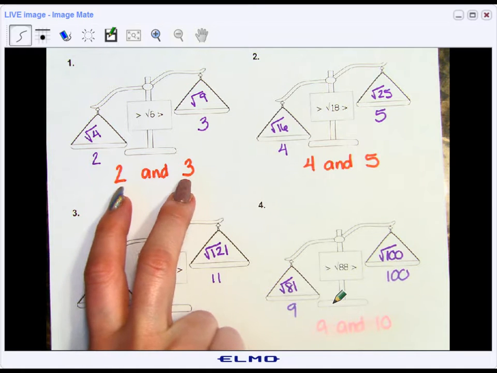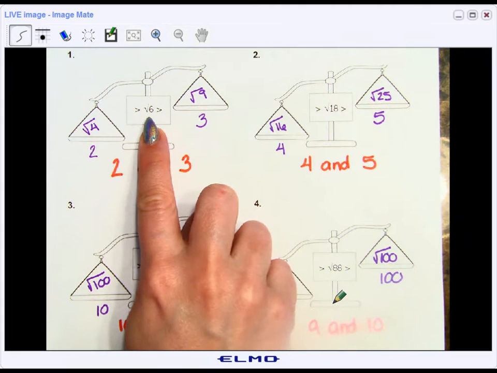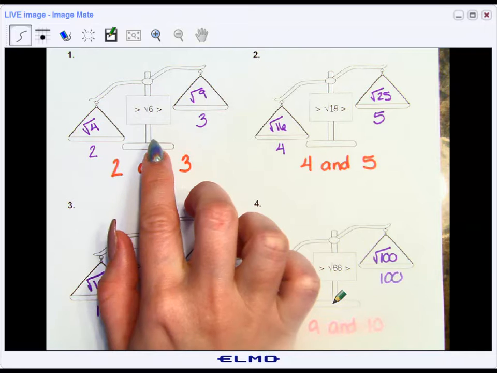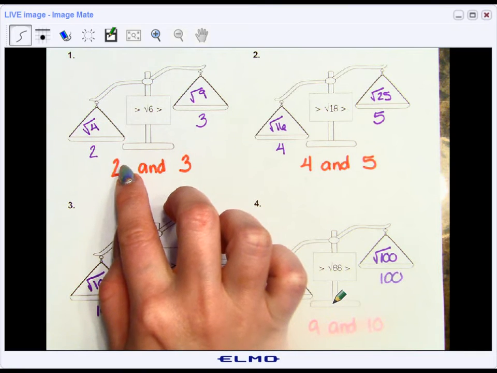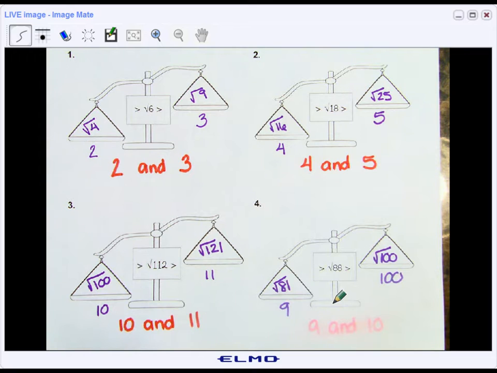And then this one, we're going to take it a step further and figure out which whole number it is actually closer to. So yes, it falls between 2 and 3, but which whole number is it closer to? Is it closer to 2 or is it closer to 3? So I'm going to walk you through and do some guided practice on that.